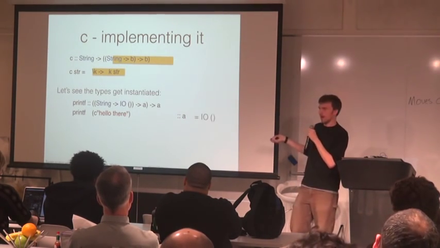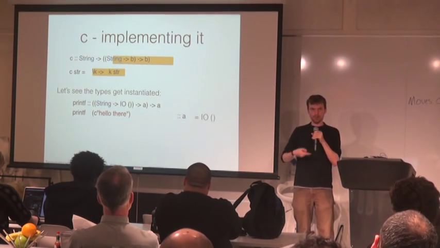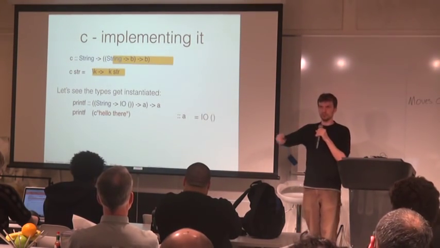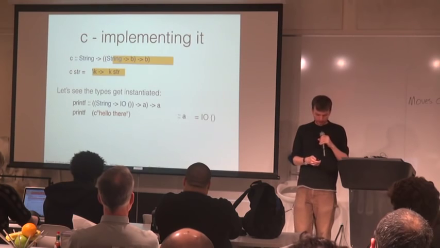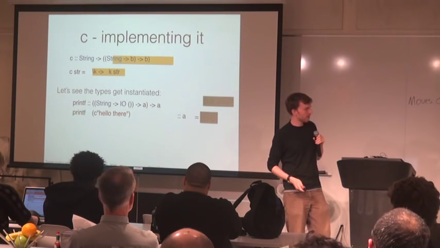But we want that A to be IO, right? We want to be done. We want, when we call printf of C of hello there, that it should just print the string, and we should be finished. And so why is that?